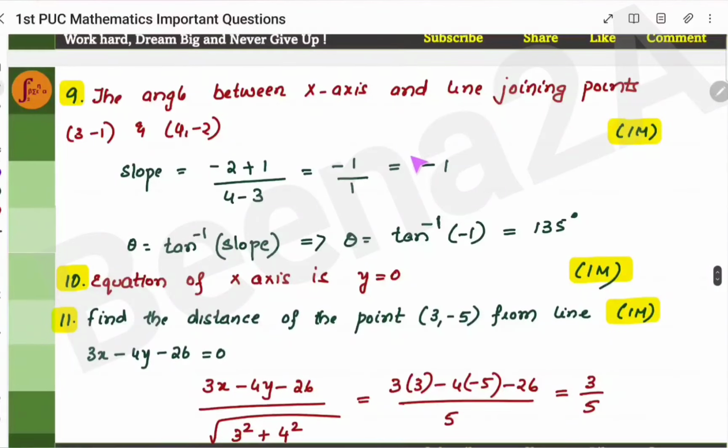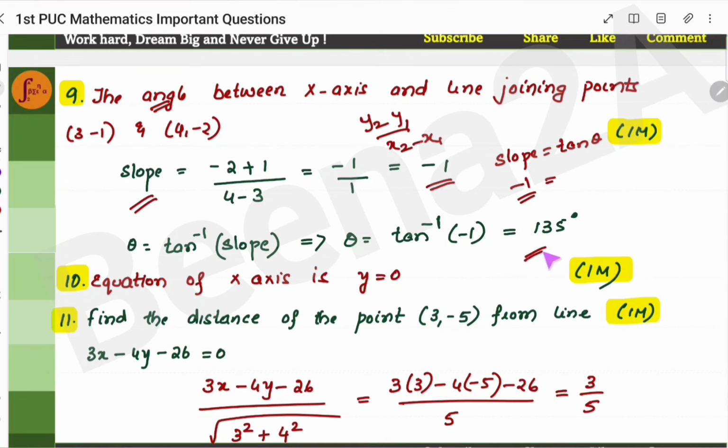Another few 1 markers. The angle between x-axis and line joining points. Again, you use the slope formula, same, y2 minus y1 by x2 minus x1. You have both the coordinates given. So you get slope. Now, actually slope is nothing but tan theta. So you got the slope here. Slope is -1. Now, if you want to find the angle, which angle gives you -1? It's 135 degree.